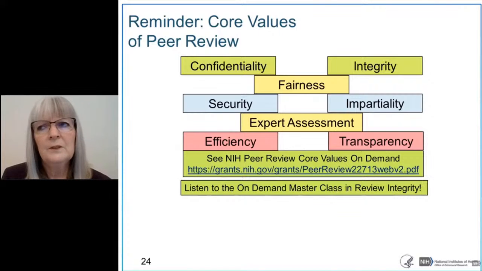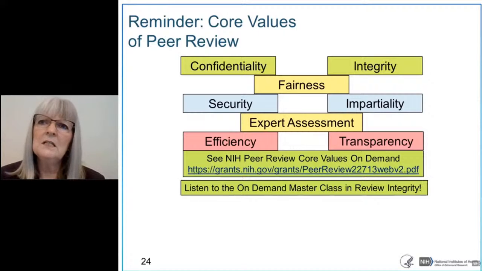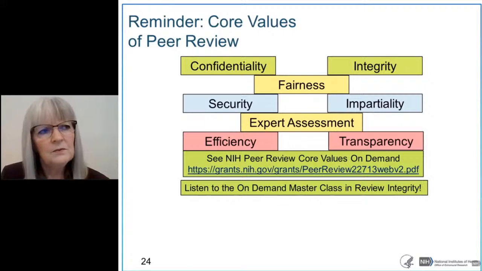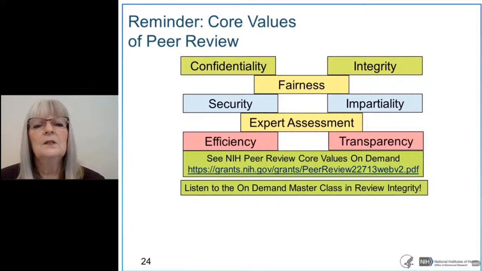Security has become very important recently, and this refers to maintaining the security of our computer systems. Each reviewer is issued a password to gain access into our secure peer review site, and we need to maintain those firewalls and keep those passwords confidential. And we are working on that.